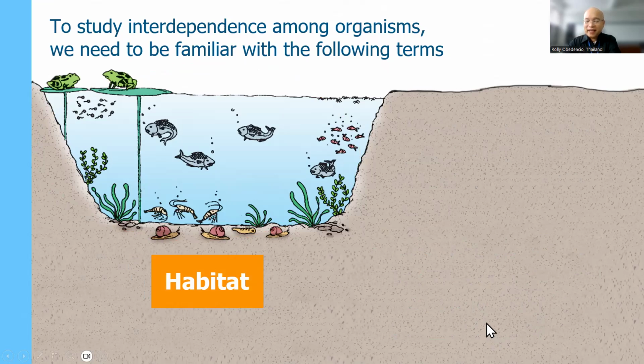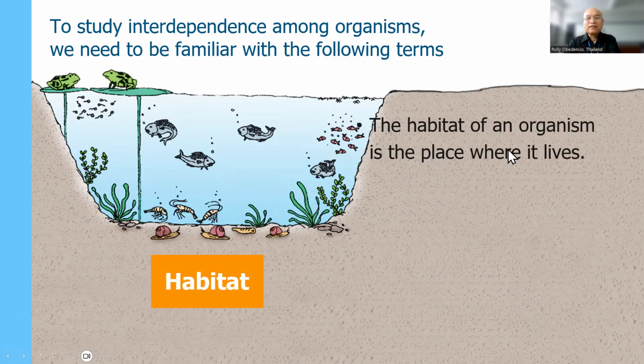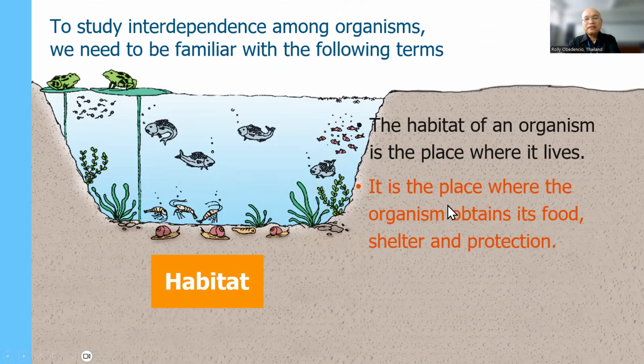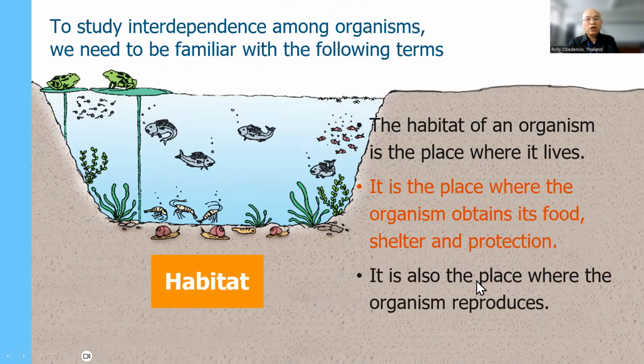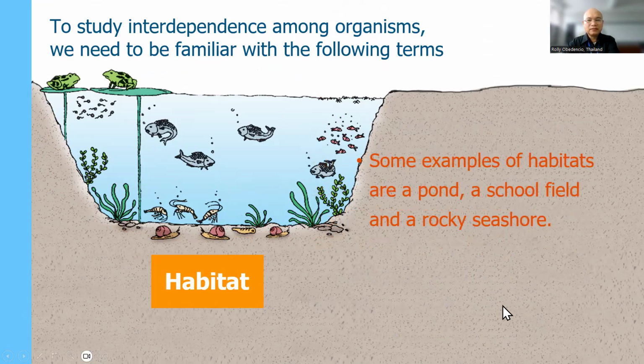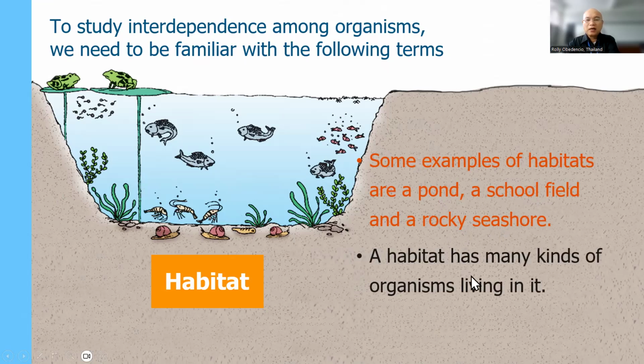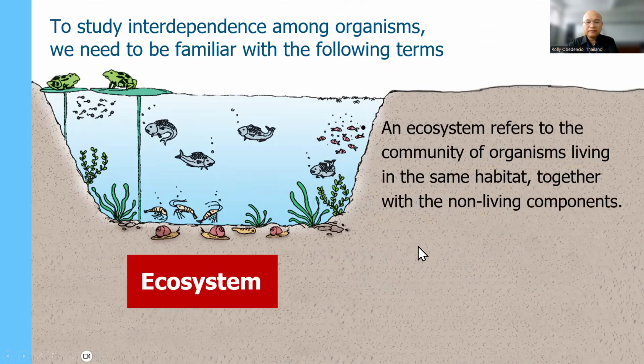What is a habitat? The habitat of an organism is the place where it lives. It is the place where the organism obtains its food, shelter, and protection. It is also the place where the organism reproduces. Some examples of habitats are a pond, a school field, and a rocky seashore. A habitat has many kinds of organisms living in it.